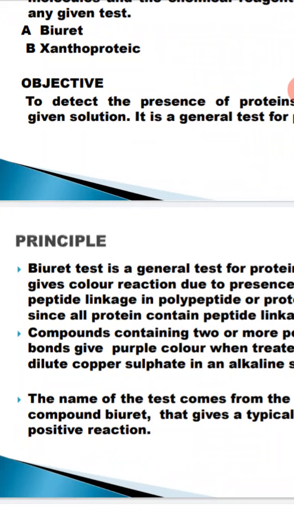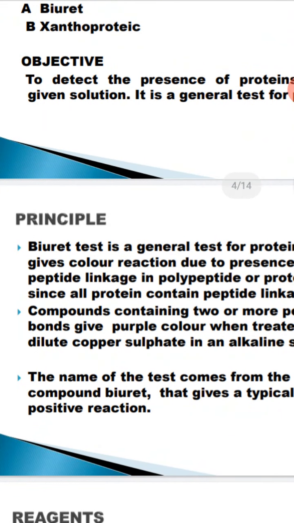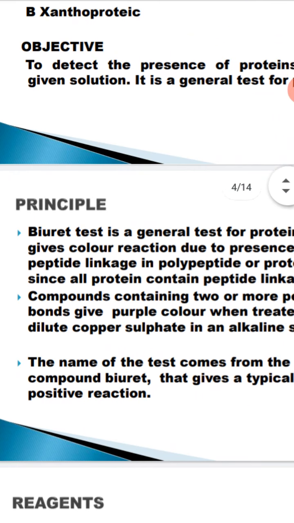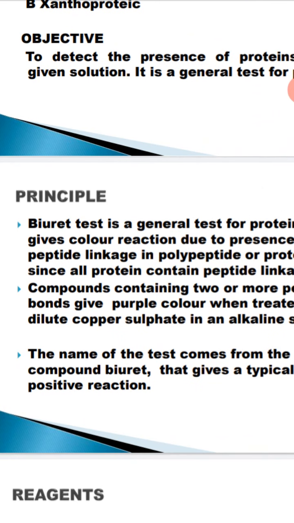The structure of biuret is made up of two molecules of urea heated together. The exact reason for the color is not known, but according to one common view, the color is due to the coordination complex of the copper atom with 4 nitrogen atoms of the protein. Four nitrogens, because it is made up of two molecules of urea.